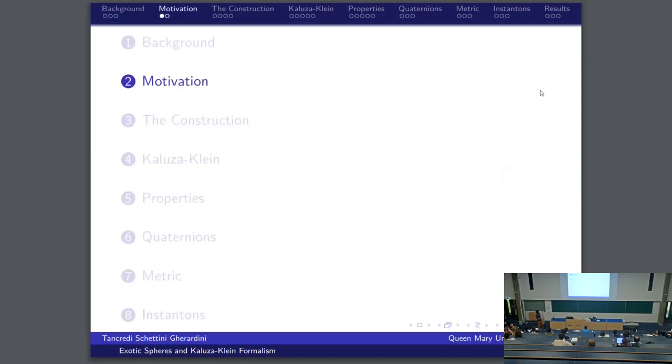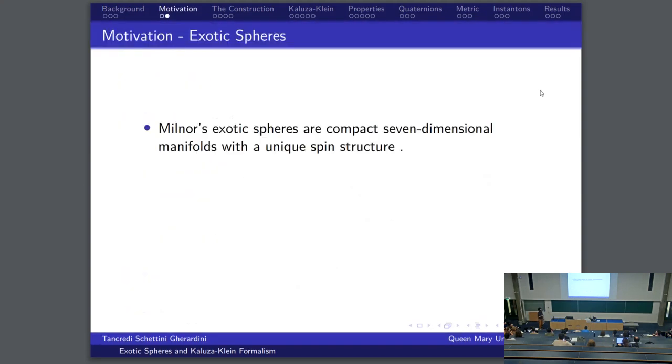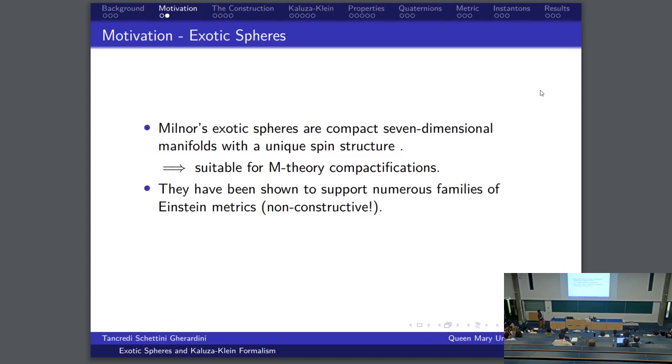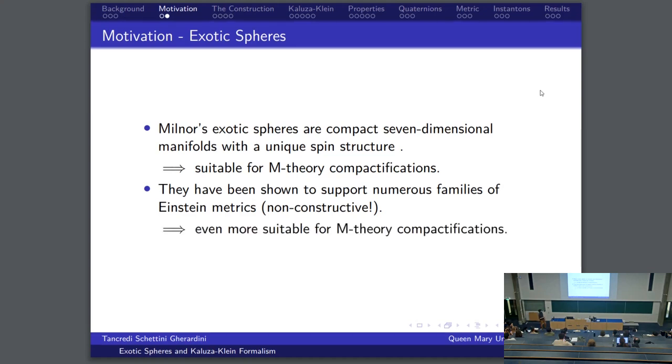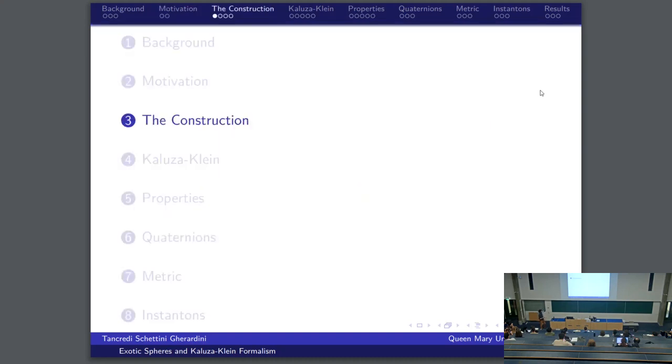Now let's talk about physics. Why are they relevant? Some of the properties of these manifolds are that they are 7-dimensional, they are compact, and they admit a spin structure. This means that they are suitable candidates for compactifying 11-dimensional supergravity. And moreover, mathematicians have shown that they admit many, many Einstein metrics, although their proof is non-constructive, as it's often the case. So there is no prescription for doing that, but they exist. And this is yet another reason for why they might be considered in this context and give some interesting results.